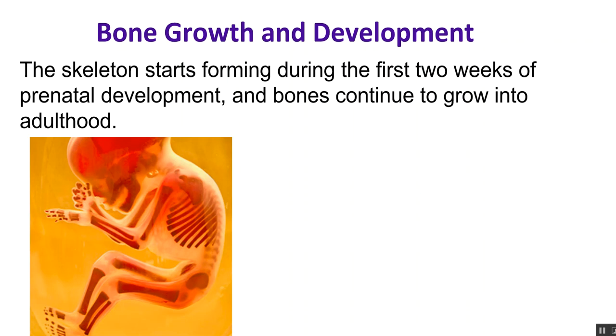Alright, so first thing, bone growth and development. The skeletal system starts forming during the first 2 weeks of prenatal development. So at about 2 weeks, the fetus is only 12 millimeters big. That's about half an inch. So it's very, very small. You'll see a picture later on about what it looks like as it forms.